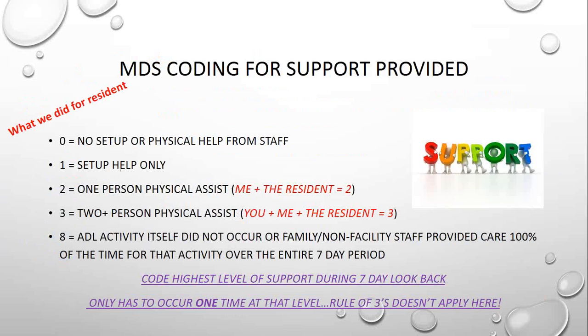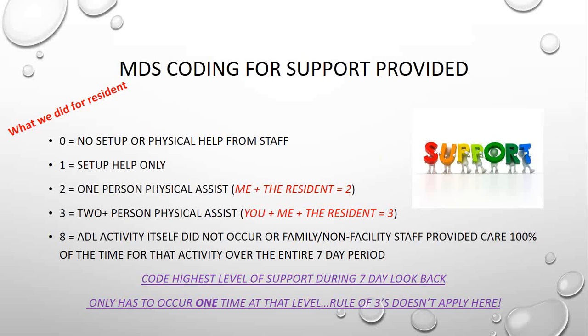So the bottom half of coding ADLs is what we did for the resident, how many people basically helped. So 0 being no setup or physical help, 1 being that we set the person up only, 2, 1-person physical assist. That means me plus the resident is 2. 2-plus-person physical assist is you, me, and the resident, 3. That's the way you can teach your staff to remember the difference between 2 and 3. If it's just me and the resident, that's 2. If it's me, the resident, and someone else, that's 3.